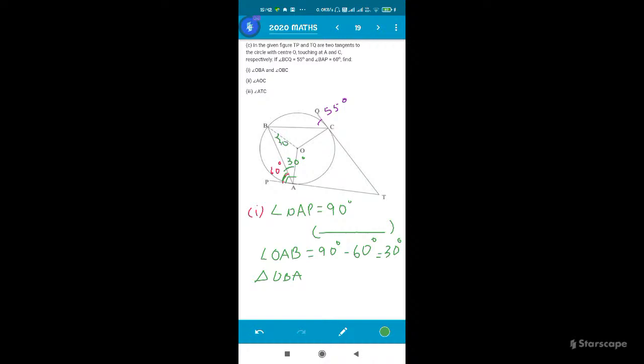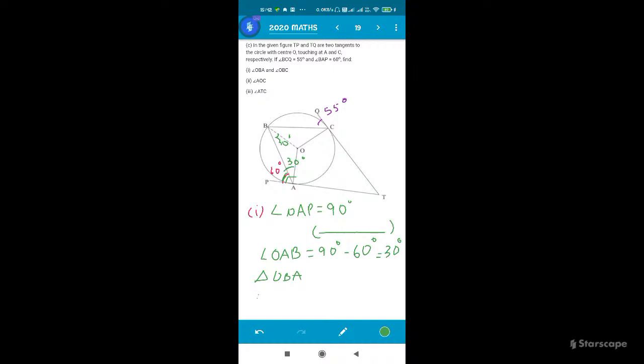The reason is that opposite angles of an equilateral triangle, isn't it? Because triangle OBA is an isosceles triangle. I'm sorry, it's not equilateral, it is isosceles. We have seen that triangle OBA is an isosceles triangle because OB and OA are equal. So obviously the angles which are present opposite to these sides, they will also be equal to one another. So if angle OAB is 30 degree, obviously angle OBA will also be 30 degree.